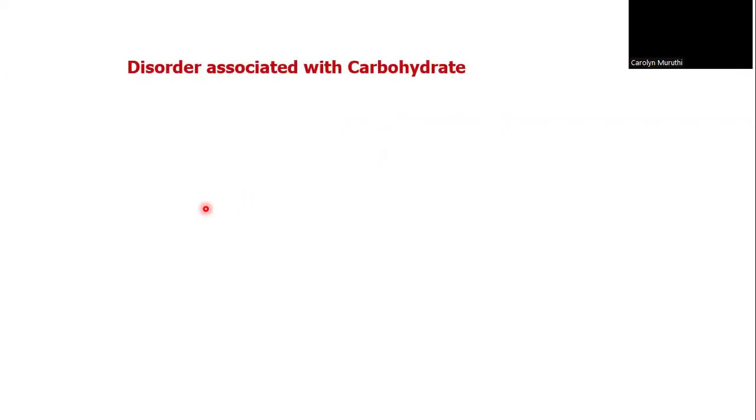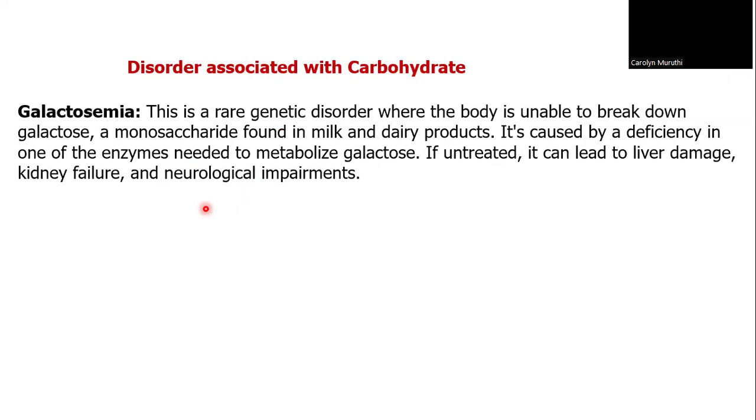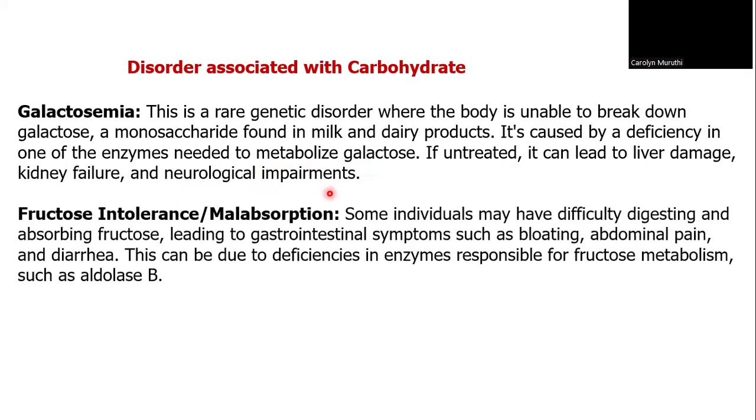So let's look at some disorders associated with carbohydrates. We have galactosemia. This is a rare genetic disorder where the body is unable to break down galactose, which is a monosaccharide found in milk. It is caused by deficiency in one of the enzymes involved in galactose metabolism, and if untreated, it can result in liver damage, kidney failure, and also neurological impairment.